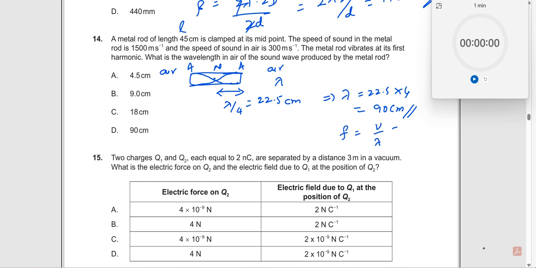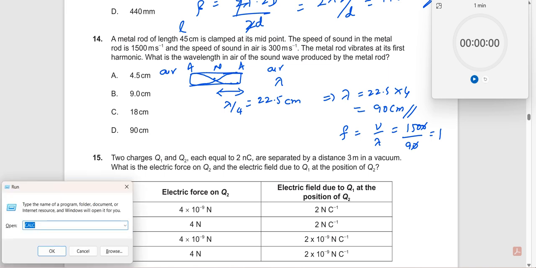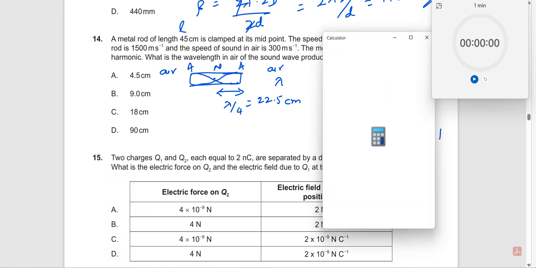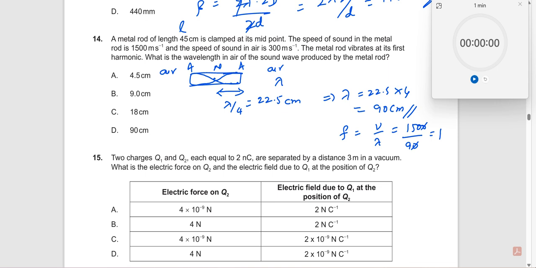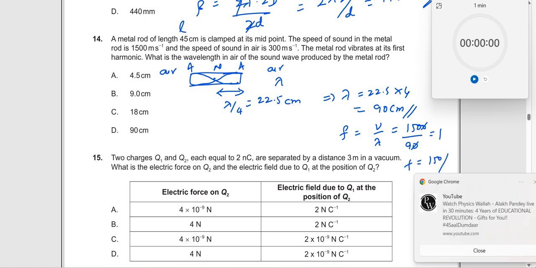Frequency is equal to v by lambda. What is v here? 1500. 1500 divided by 90. Everything is in centimeter, right? I'll just keep it as 150 by 9 instead of simplifying further. So the frequency is equal to 150 by 9.